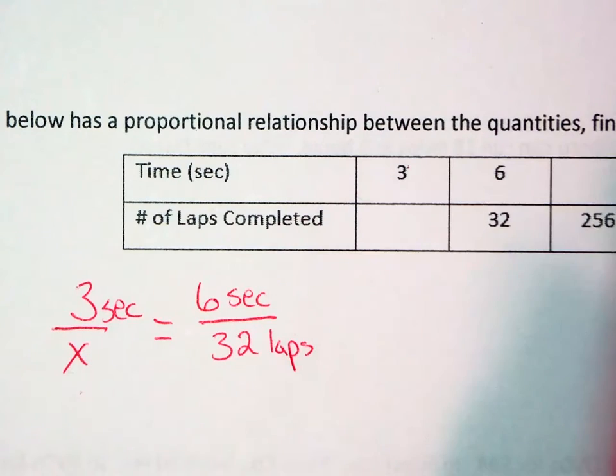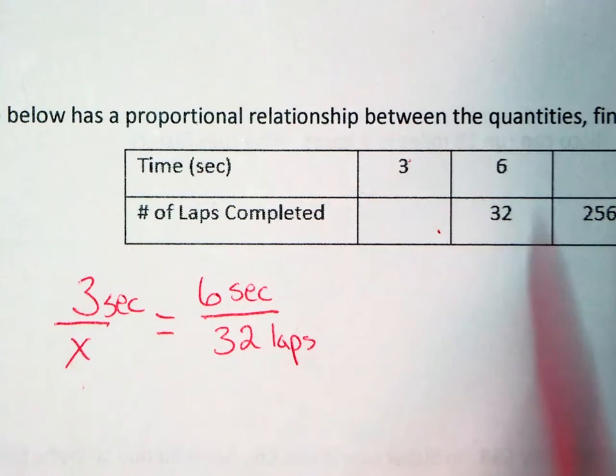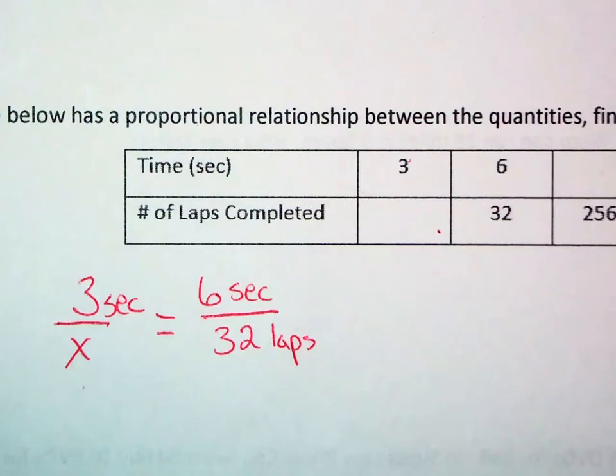And once we can do it for one side, we set up a separate proportion for the opposite term, 256, and that would allow us to fill in our top right-hand rectangle.